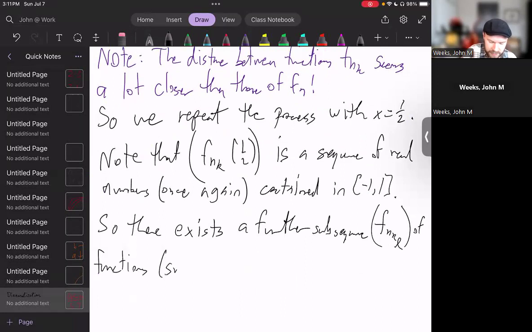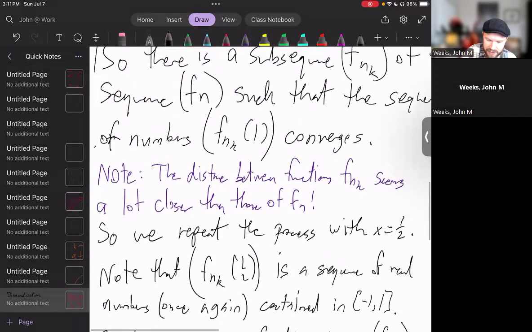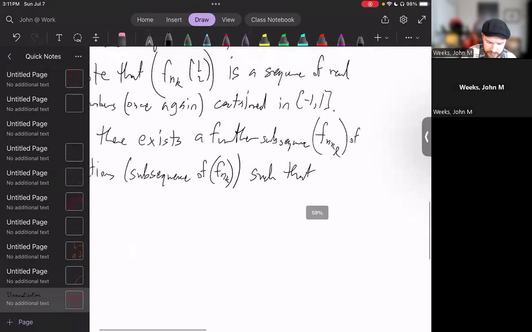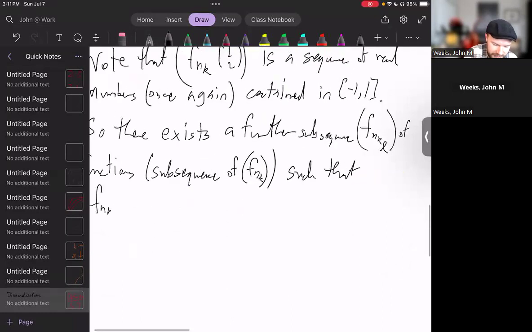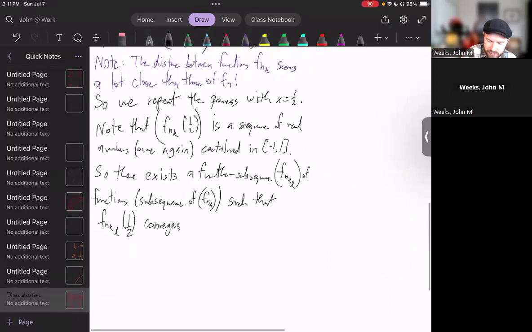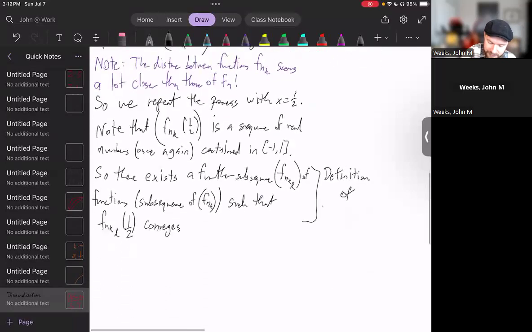This is a subsequence of f sub n sub k such that the numbers f sub n sub k sub L of 1/2 converge. And this is again by definition of compactness of -1 to 1.